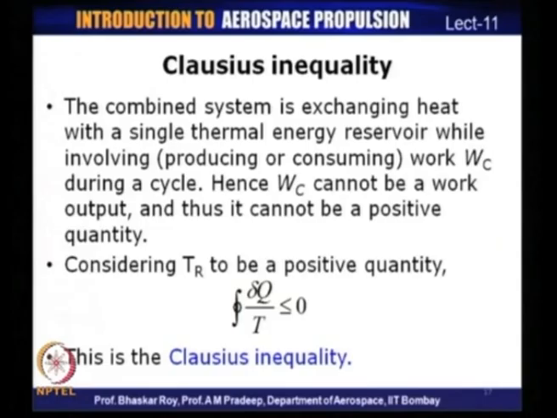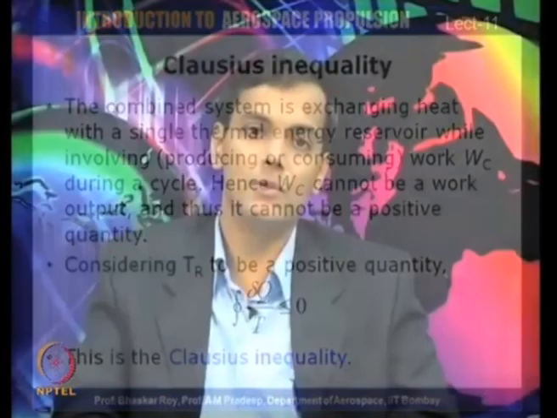So, obviously, that will be a violation of the second law of thermodynamics. So, it means that W c cannot be a net work output, and therefore, if the second law of thermodynamics was not to be violated, and also if we consider T r, the reservoir temperature, to be a positive quantity, which is true because T r is a thermodynamic temperature in Kelvin, it cannot be negative.